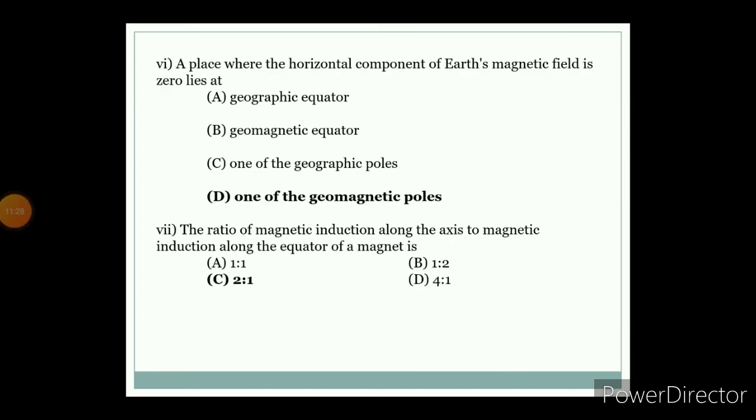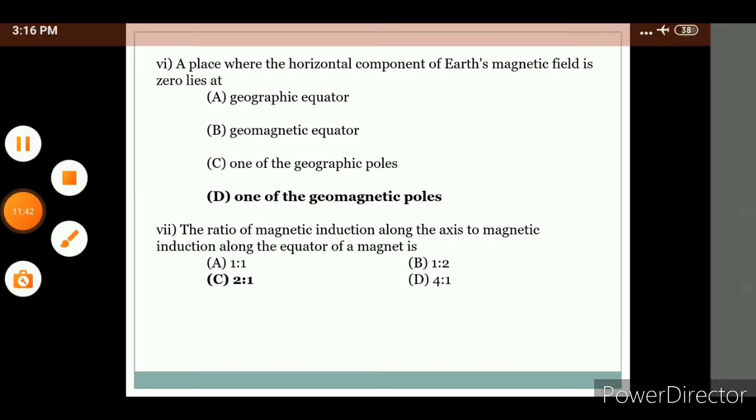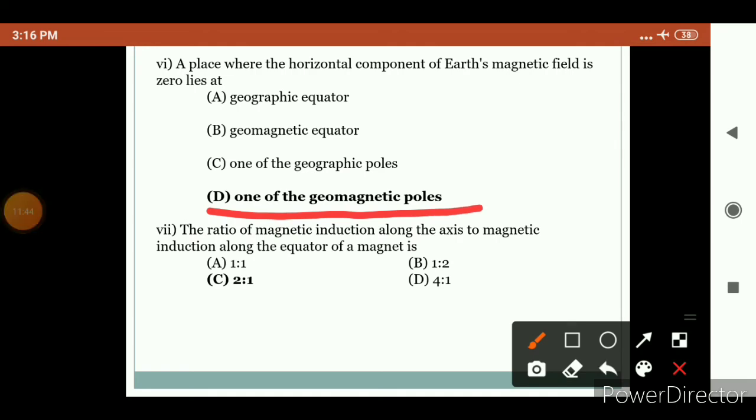Next question. A place where the horizontal component of Earth's magnetic field is 0 lies at, it is one of the geometric poles. So the horizontal component of Earth's magnetic field is 0. Where do we get that 0 magnetic field? At the geometric poles.